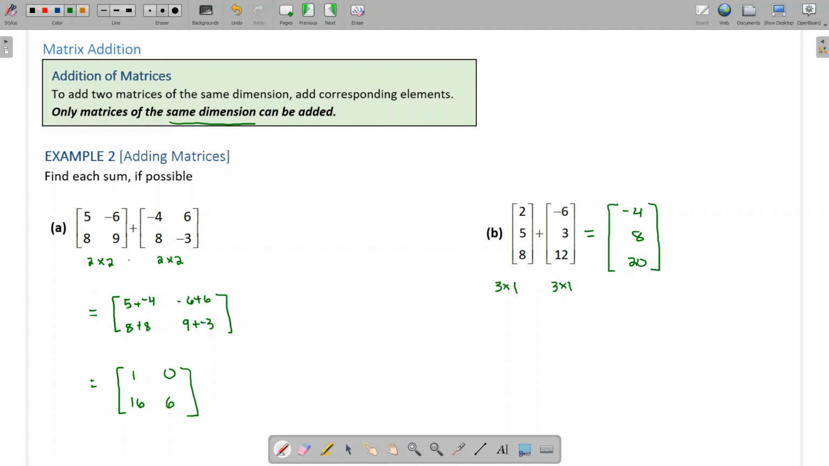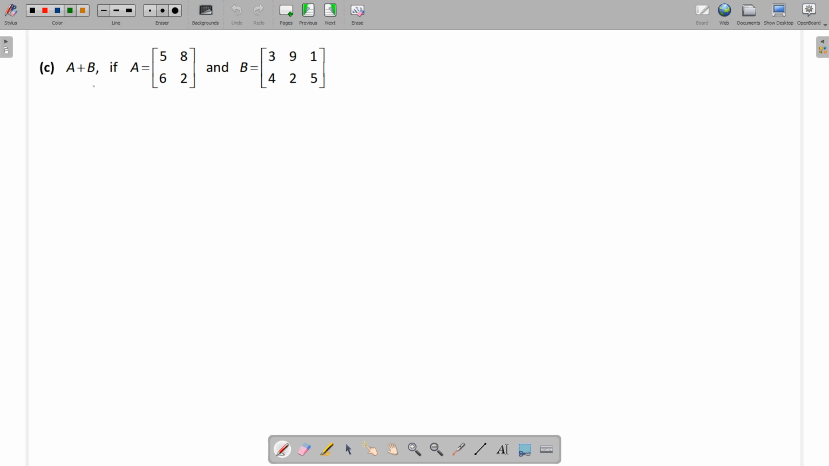So one thing to notice, when we add two matrices, the resulting matrix has the same dimension as the original matrices, which is what you'd expect, but we'll see when we get to matrix multiplication that's not true for that operation.